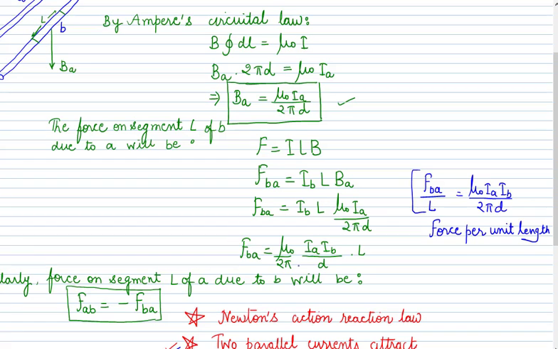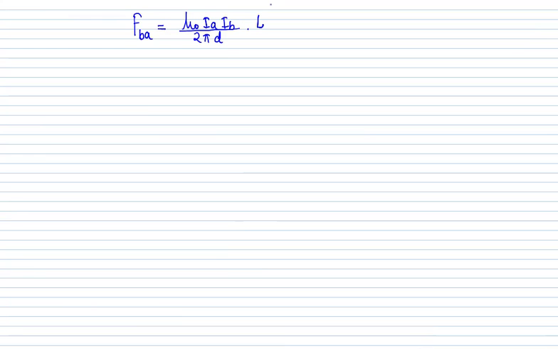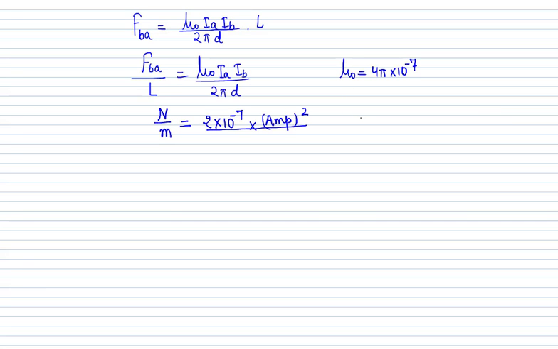So how did we get this definition? Let us see. Now we'll derive this definition from this formula. So this is force per unit length, which is equal to mu naught IA IB upon 2 pi D. So this D we can take as the minimum distance, say maybe 1 meter. So if you want to define the value of ampere, then from this formula you can get that ampere is the value of the steady current, right? So that is how 1 ampere is defined.